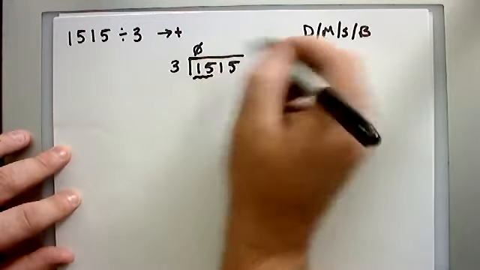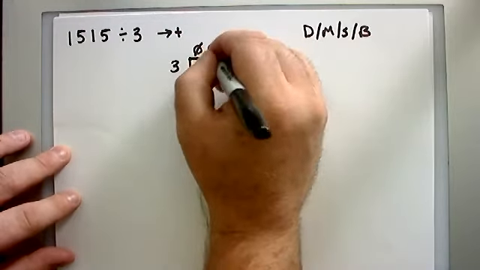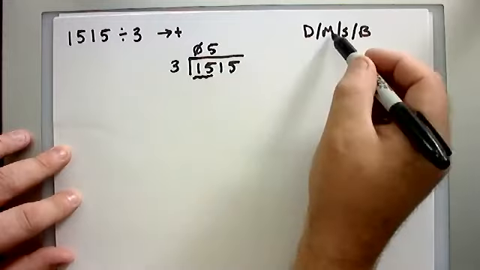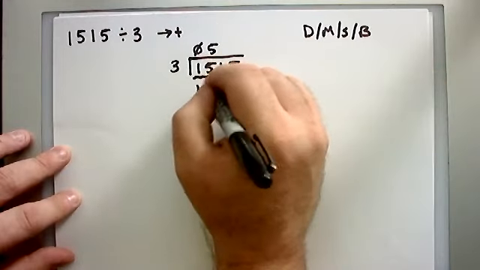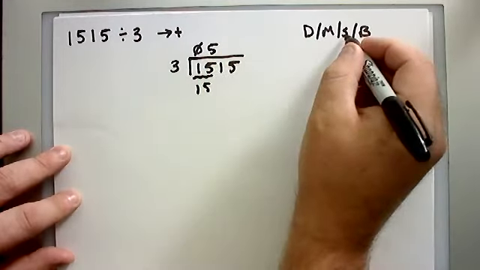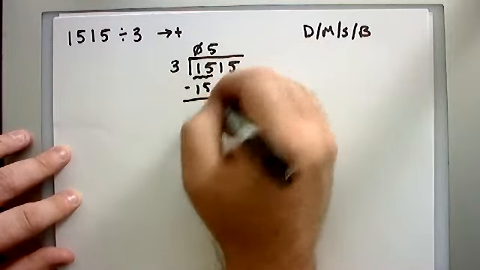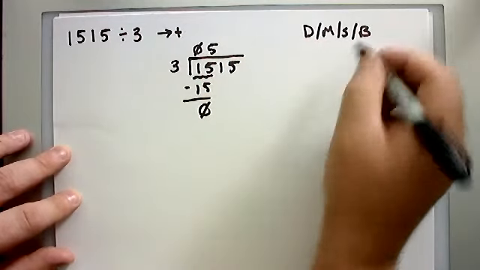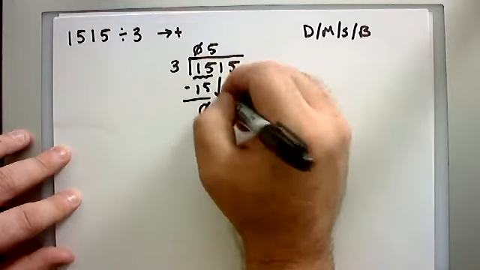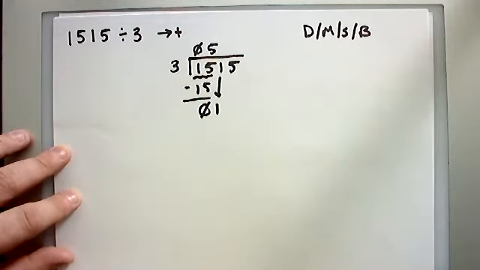3 goes into 15, divide 5 times. Now we're going to multiply. 5 times 3 is 15. Now we will subtract. 15 minus 15 is 0. Now we're going to bring down. Now we're going to start the process again.